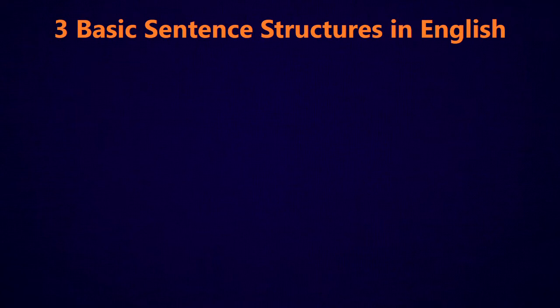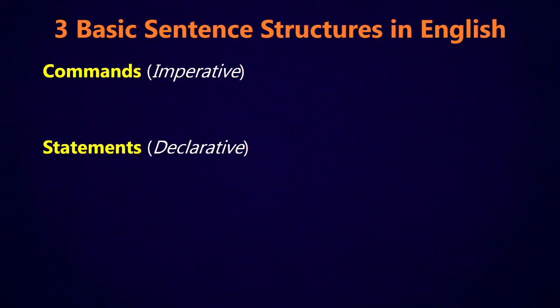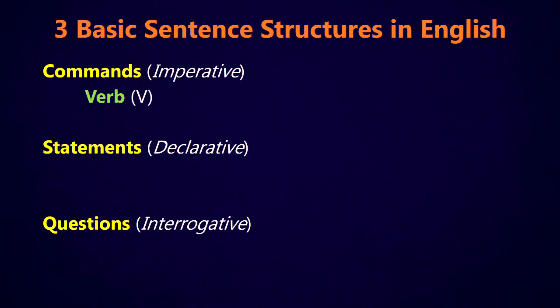So what are the three basic structures? We have commands, which we call the imperative. We have statements, which we call the declarative. And we have questions, which we call the interrogative. So commands. The basic part of a command is the verb. Commands start with verbs. They might have other words in the sentence, but the verb is the main part. If you don't have that, then you don't have the sentence.